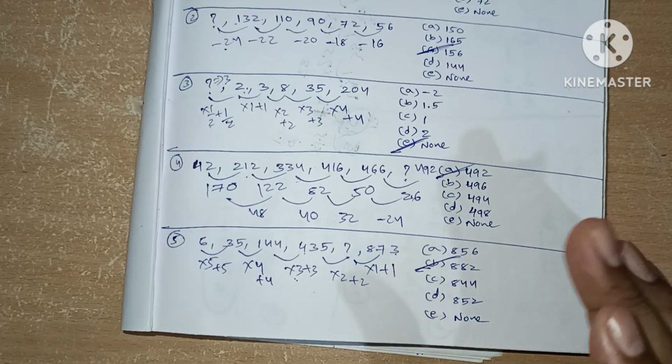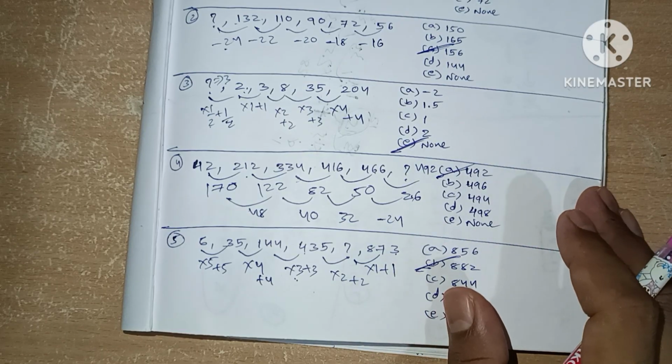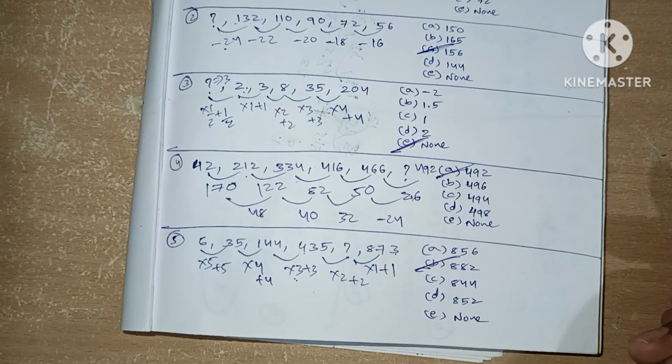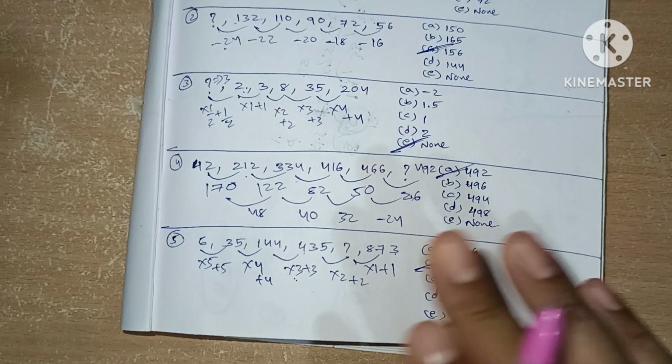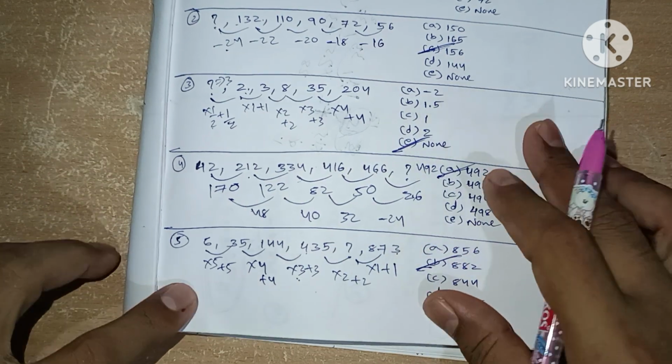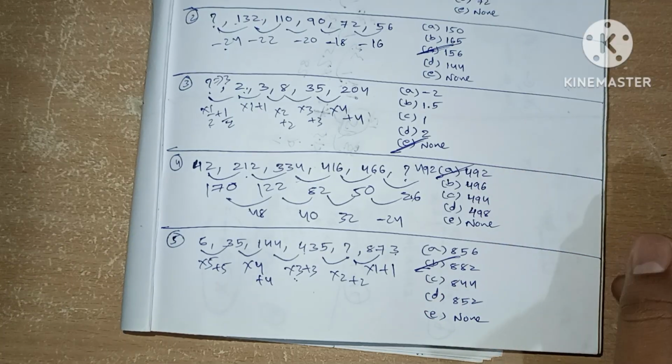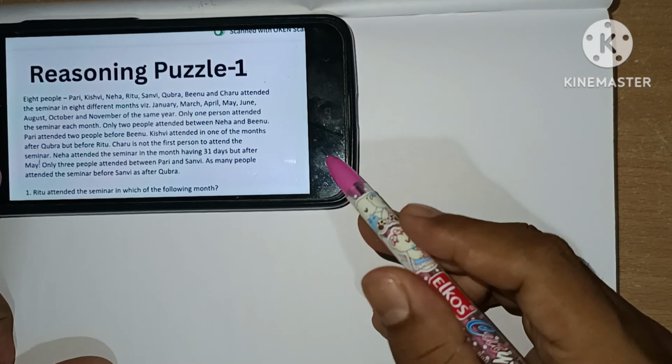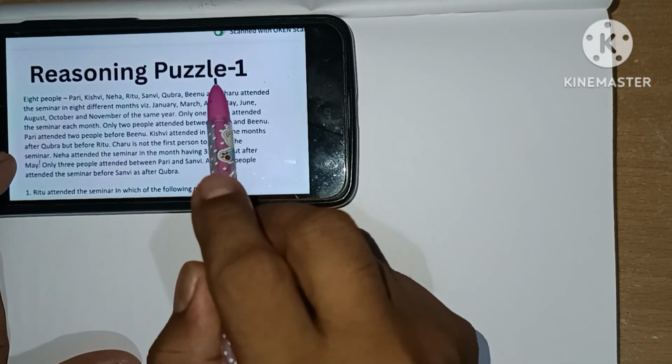So that's it for the quantitative speed maths. Now we are going to see reasoning questions. Now we are going to see reasoning part, starting with a puzzle.